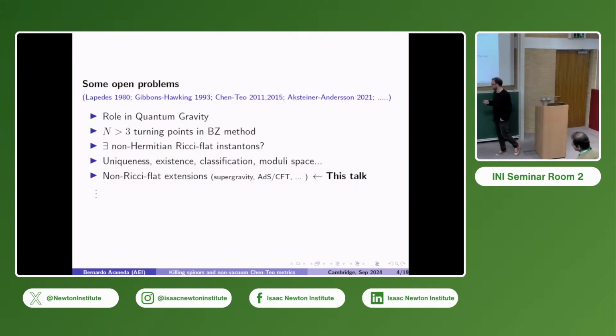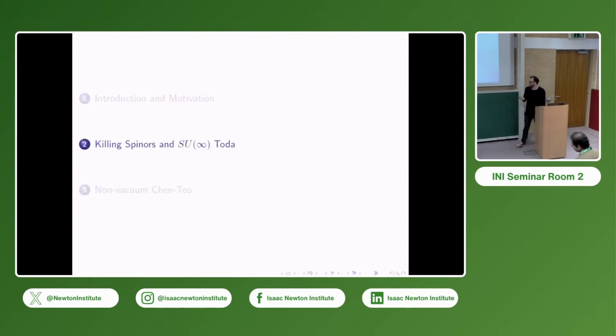In particular, Chen and Teo left, as they say, as a challenging open problem, the construction of non-vacuum extensions of the metric. And in this talk I would like to propose an approach to this problem. The approach will be based on some tools from twistor theory that are related to Killing spinors, and to something that is called the SU(infinity) Toda system.